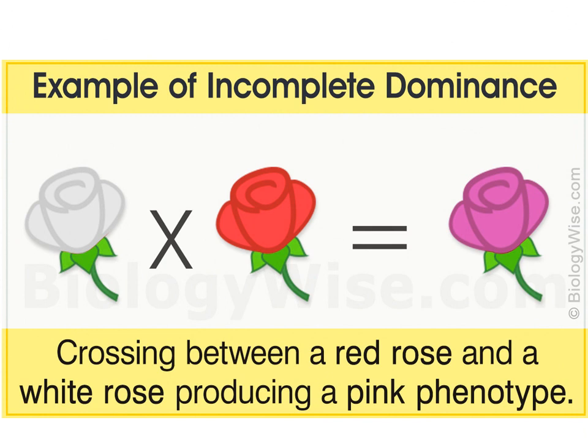Example is a rose plant. As you can see, we have here white rose crossed with a red rose. The result of the offspring, it's a different color. It's not white or red. Instead, it's the blending of white and red. So what's the combination of white and red? We have now a pink color.